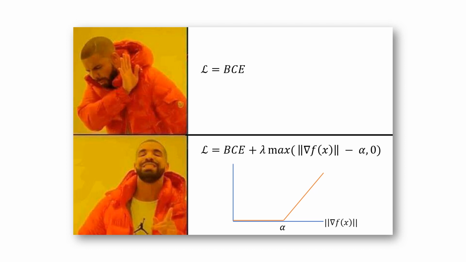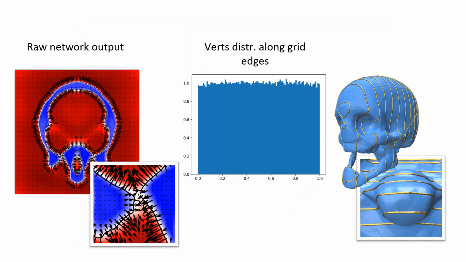We alleviate these artifacts by limiting the gradients of the field using hinge-like regularization. Adding the regularization yields smoother fields, natural distribution of the vertices, and smoother reconstructions.